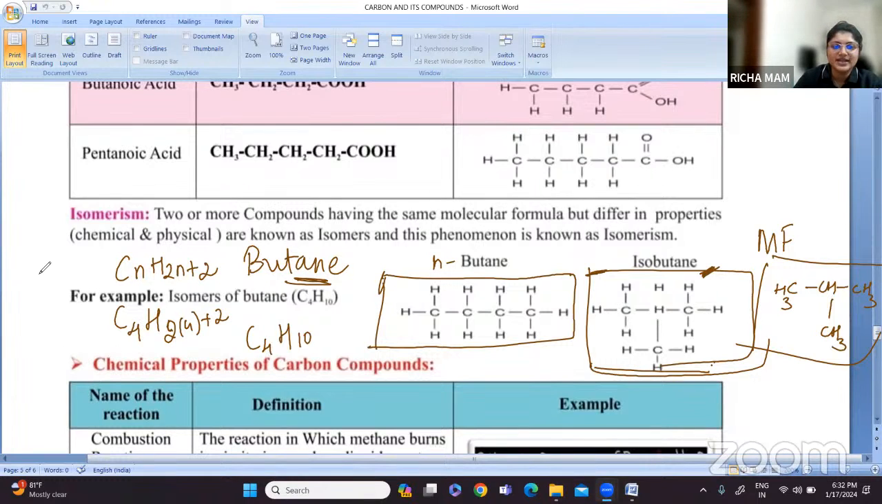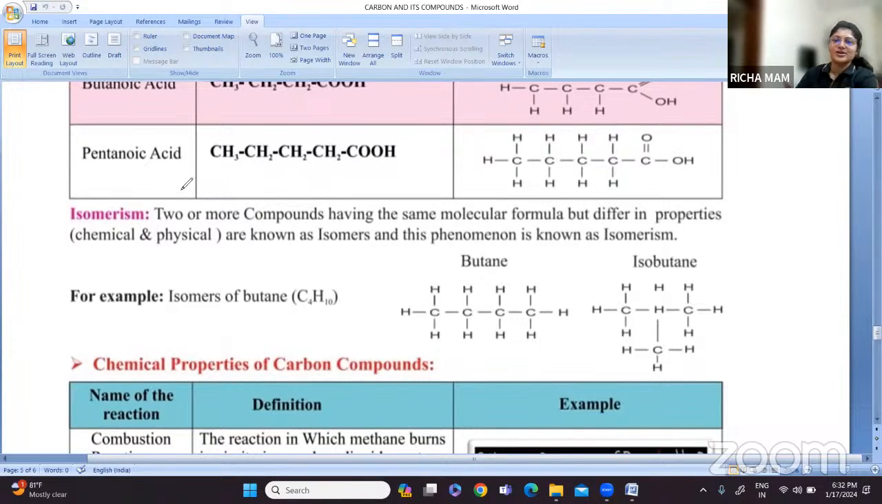So these are the examples. Isomerism means when two or more compounds have the same molecular formula but differ in their chemical and physical properties, then they are called isomers.